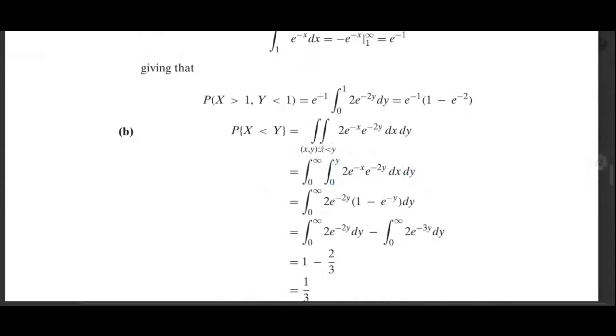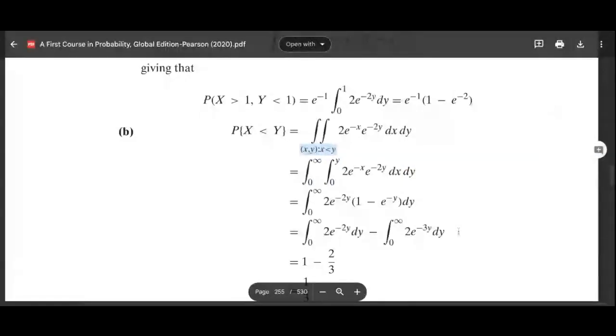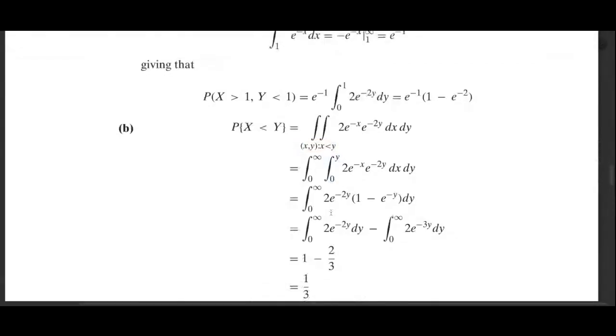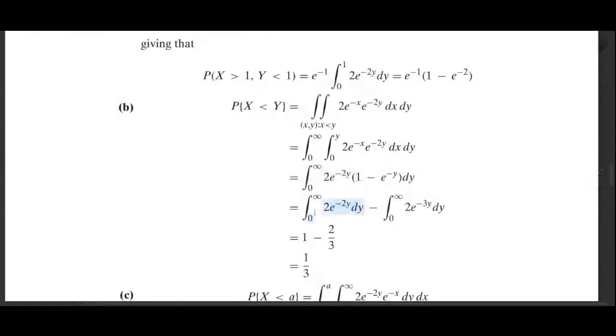How do we interpret x less than y? Remember the line x equals y. Hold on, above the line is x less than y, and below the line is y less than x. That's why the lower limit is 0 and the upper limit is y, because x is less than y. Then integrate. All right, nice.